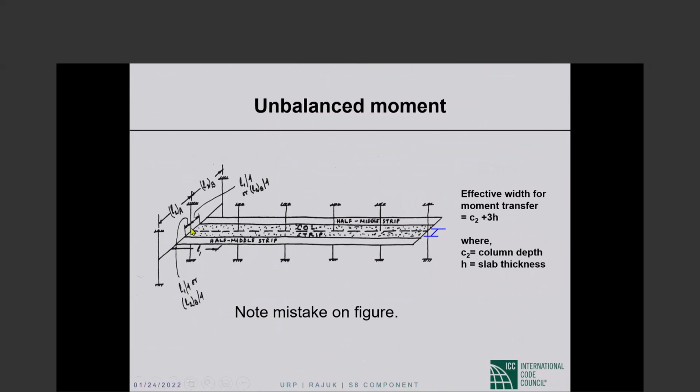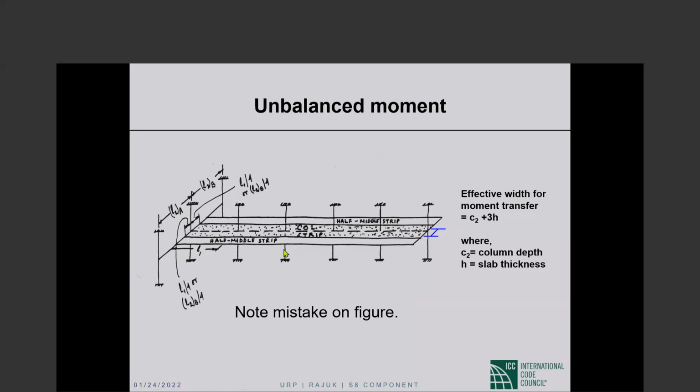Okay, so this is obviously our column line. This is the column strip, the shaded, and then there is a half middle strip, there is a half middle strip. The next column is here, and the next column to the front is here. This span is L2 sub A, that span is L2 sub B. The span in the direction of analysis, you know, is L sub 1.